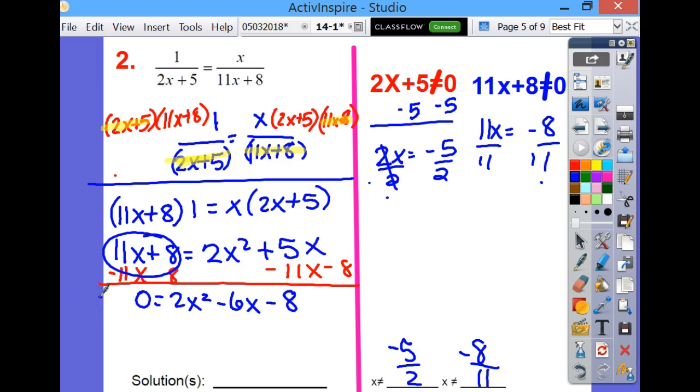Now that it's equal to 0, the way you solve it is to factor it. I started in my other class multiplying 2 times the 8, but there's an easier way. Do you see that all of these numbers are divisible by 2? So I can factor out a 2.